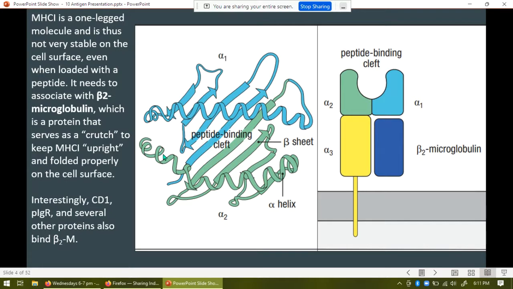But here you can see the peptide binding cleft. This is like a view from above the MHC1 protein. So the peptide would sort of sit in here like a hot dog. That's what Sanders always says, at least.